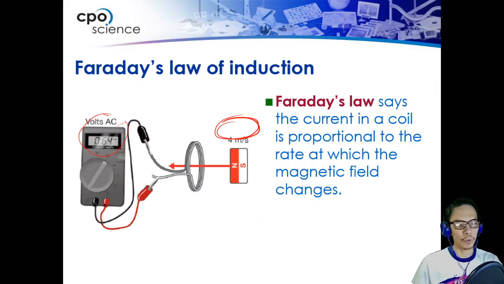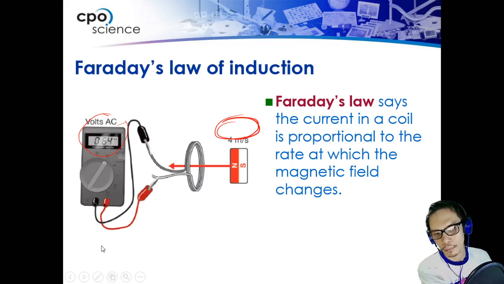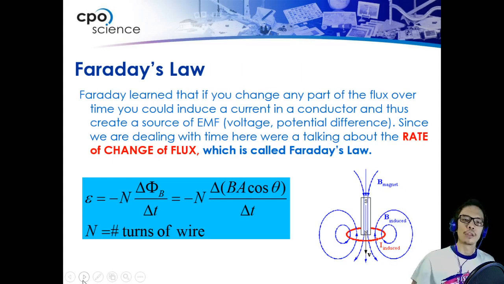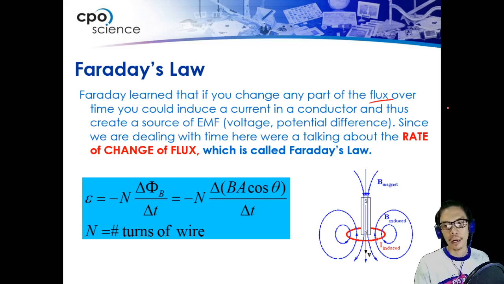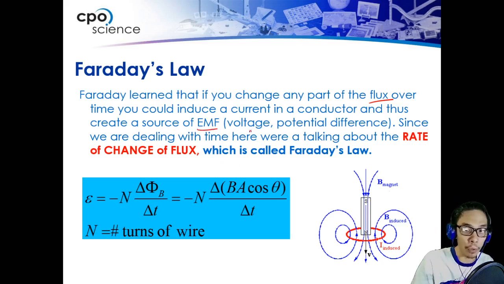With that, to sum up Faraday's law in electromagnetic induction, what you have right here is a formula of the factors in this particular process. He learned that if you change the flux, and what do you mean by flux? He considered the magnetic field as a fluid. Over time, you could induce a current in a conductor, thus creating a source of EMF.